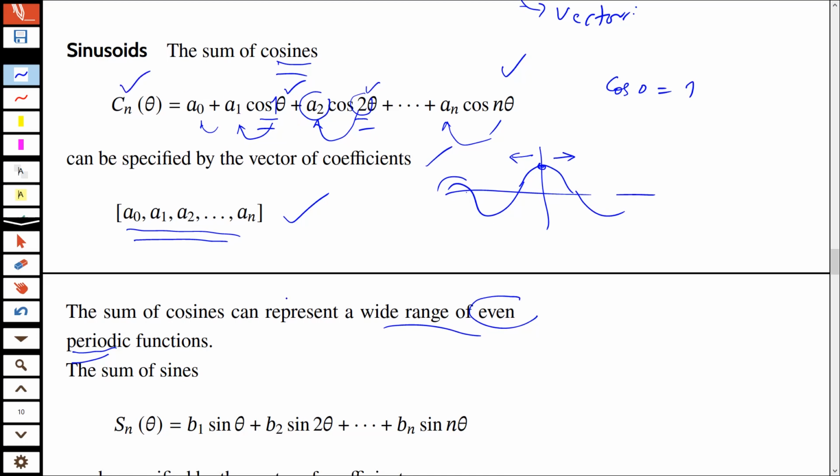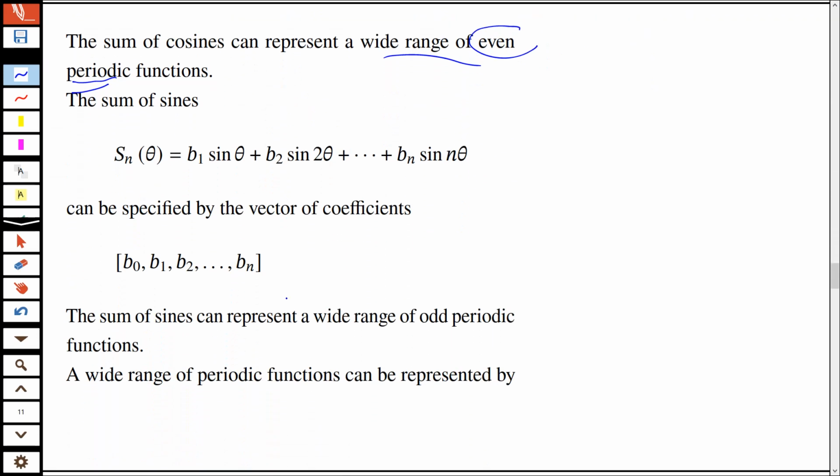Sometimes we also need odd functions, and for that you can think about a sum of sines in a similar fashion. Just the a's are replaced with b's, and there is no 0 here because sine of 0 is 0. So such a sum of sines can be represented by this vector. Now a sine, if you look at its plot, goes like this. A sine is an odd function because the value on this side and the value on this side have opposite signs. One is plus, the other is minus. The numerical values are the same otherwise, except for the sign.